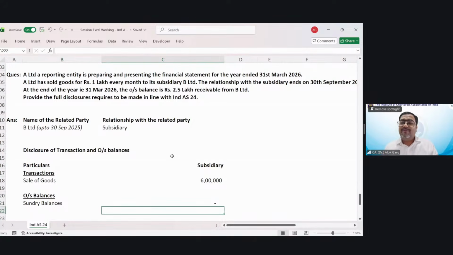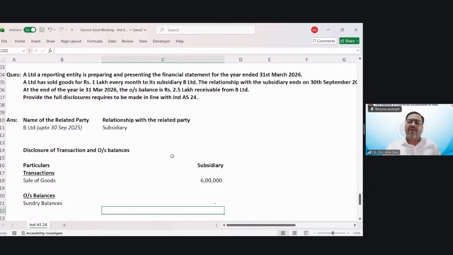Friends, on 31st March did the relationship exist as a subsidiary? No, it did not exist. So you have to show the related party transaction when it was a related party. If you are showing 2.5 lakh, why not 12 lakh in the transaction? The transaction happened for 12 lakh, so why only 6 lakh? You have to show the transaction till the time it was a related party, and the outstanding balances have to be shown on the balance sheet date. So outstanding balance is not required here.